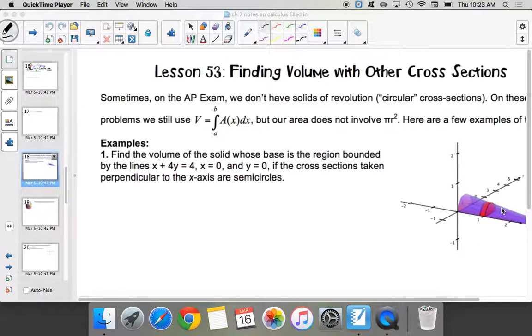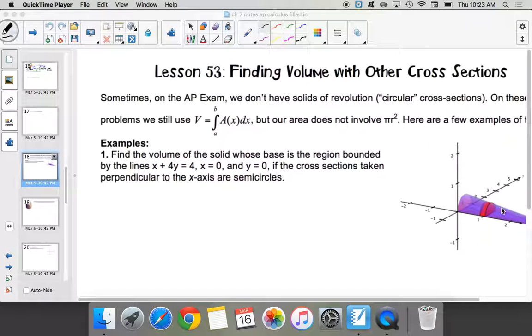is finding volume with other cross sections. So cross sections are not always circular. So in the rotation problems that we did, like rotating things around the x-axis, y-axis, the line x equals 2, and so on, those all created circular cross sections. Do you guys remember doing those? Okay, so sometimes they aren't circular.